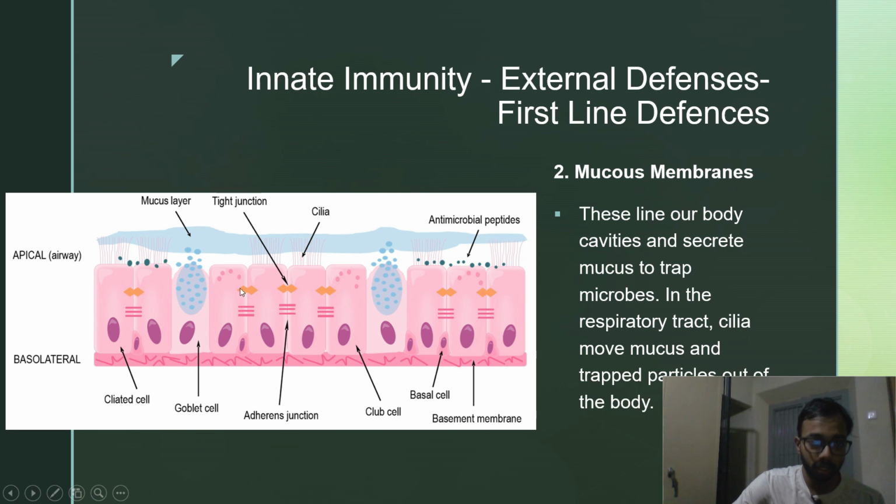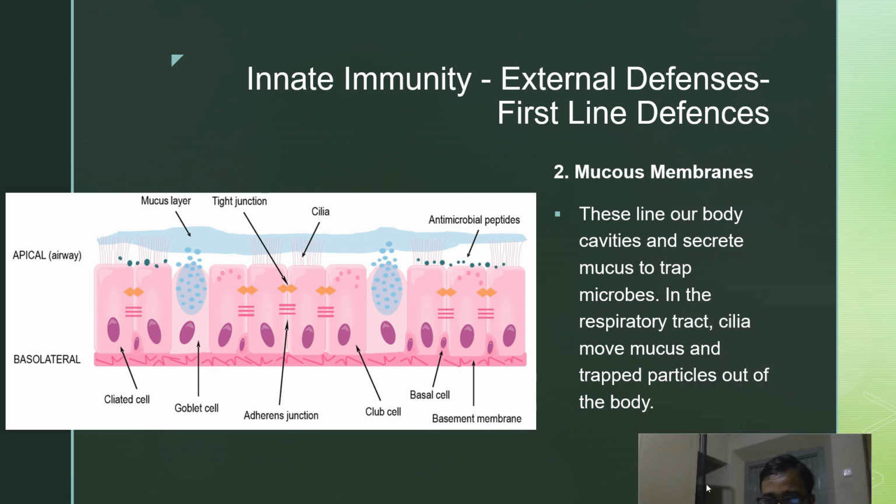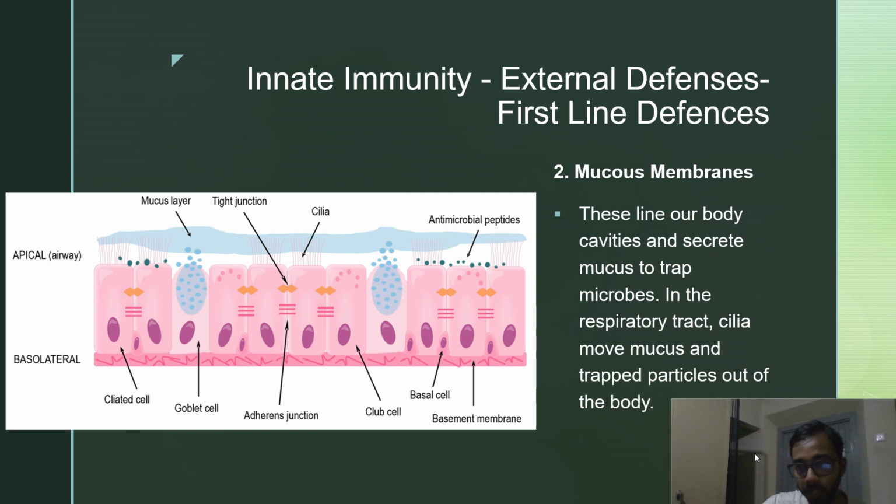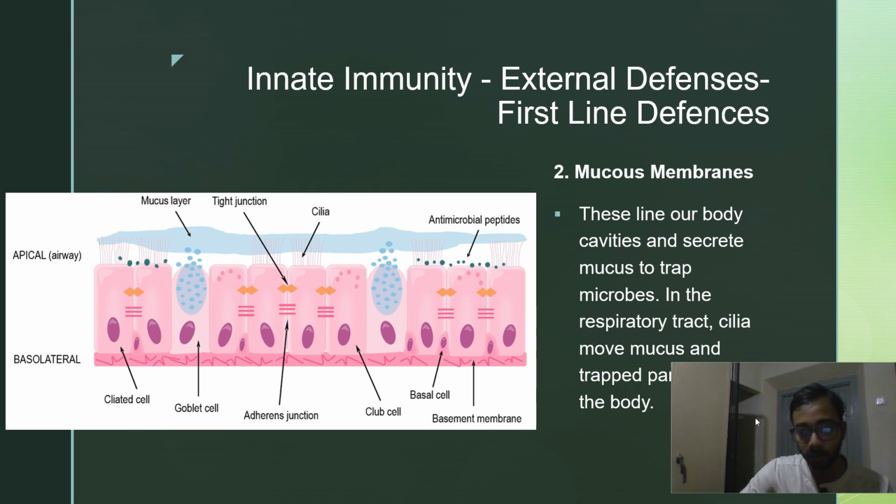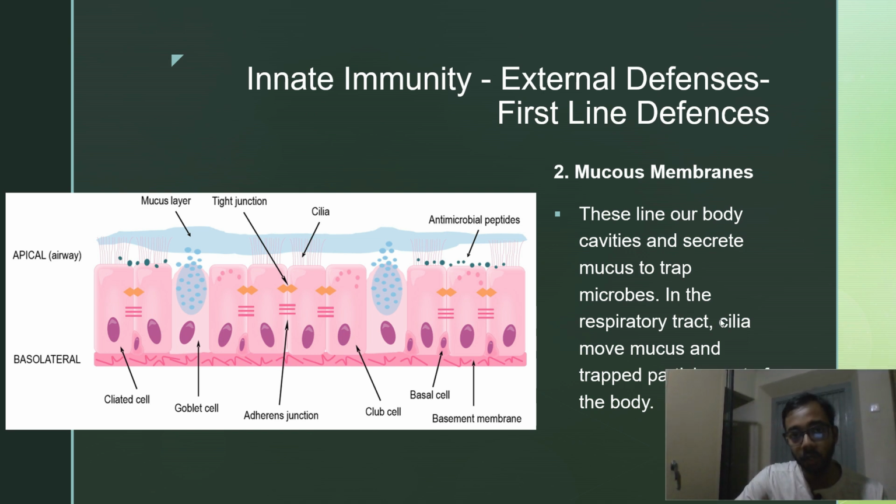Columnar means the shape of the cells is column shaped, and in this epithelium, here and there, are goblet cells. These goblet cells have the ability to secrete this mucus, and also this is ciliated. On the apical surface, there are cilia. These cilia can move mucus and trapped particles out of the body. So that is also an external defense mechanism in our innate immunity.